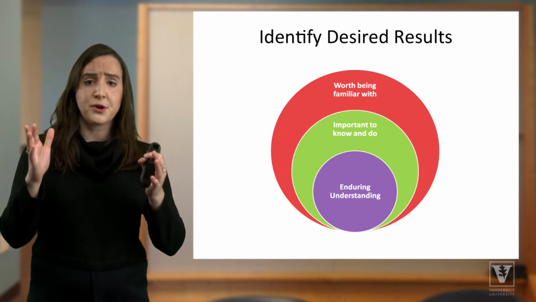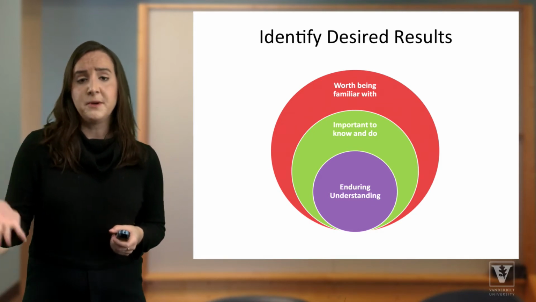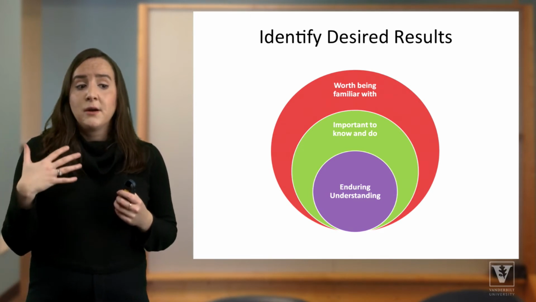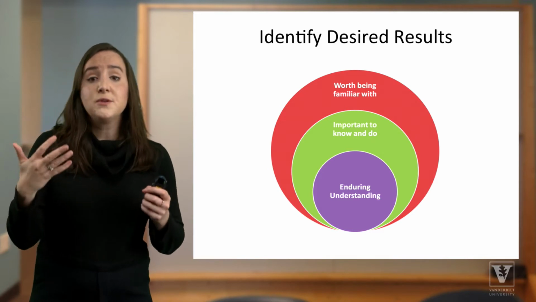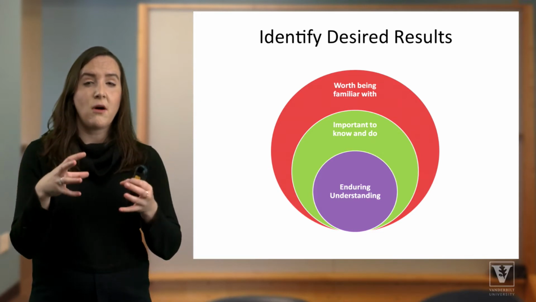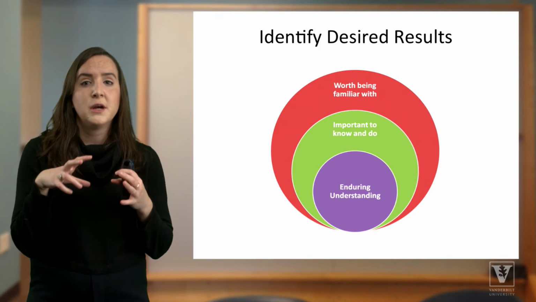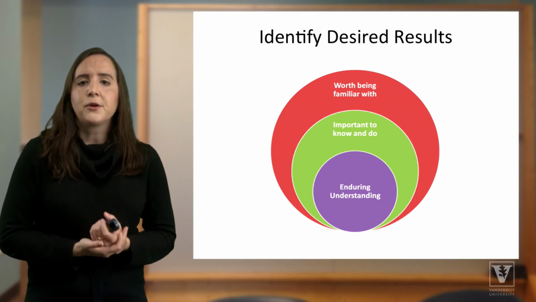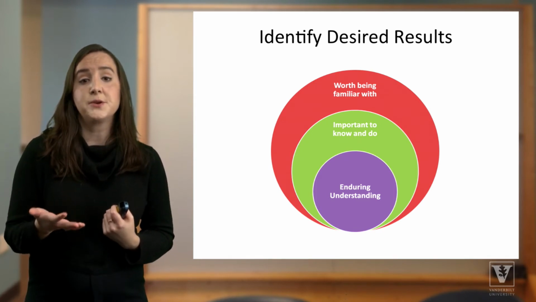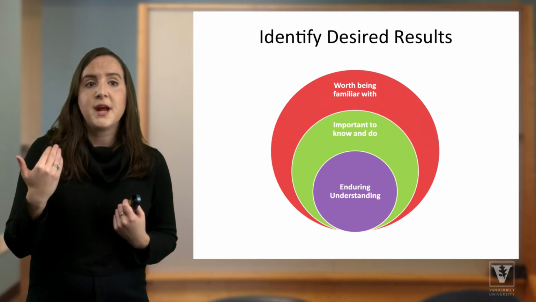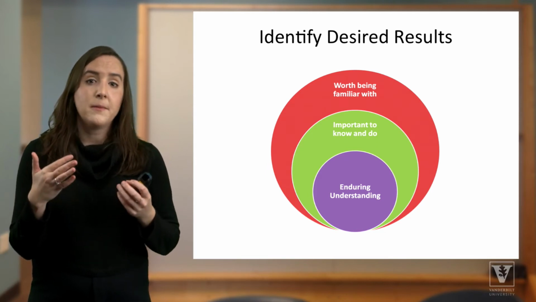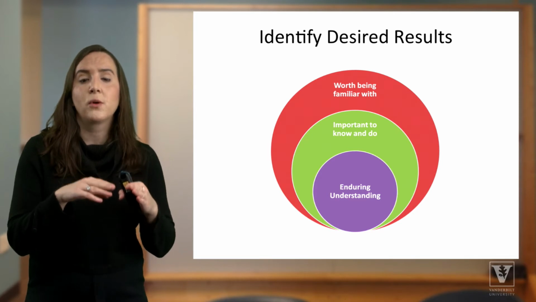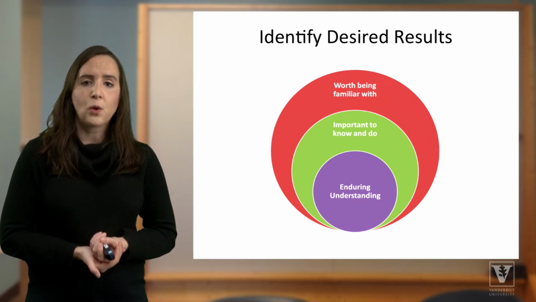So the outermost circle or category is worth being familiar with. This is information that, while interesting and maybe mildly useful, doesn't necessarily fall within the core of the student learning experience. The second circle in, or category, is important to know and do. This is knowledge and skill building that is foundational for students to be able to do in order to move towards deeper understandings in the course.